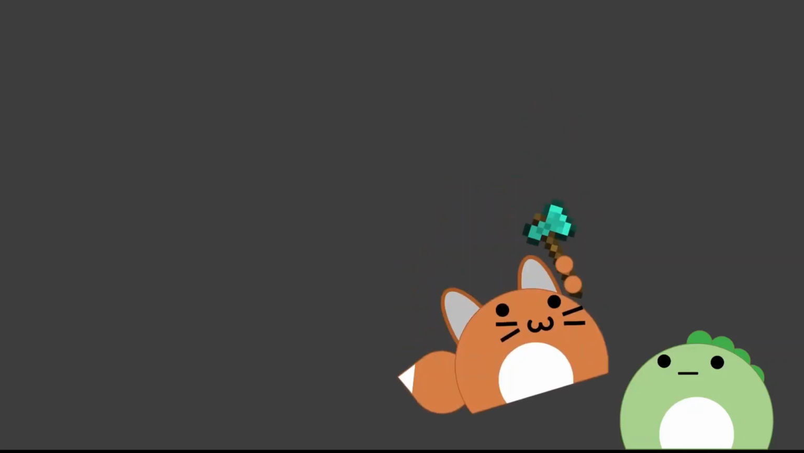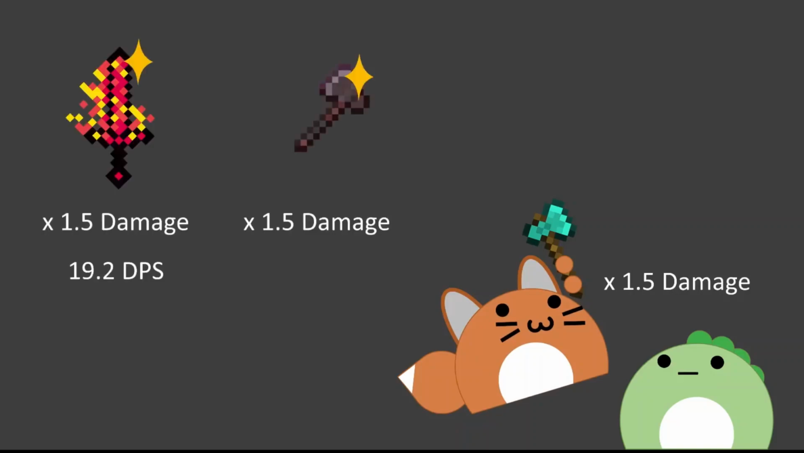Now, critical hitting is one of the more intricate parts of Minecraft's relatively simple combat system. Effectively, in order to critically hit, you had to be falling while you attacked, but not be sprinting. If you did this properly, your damage is multiplied by 1.5. Doing the math for this, we multiply the damage of the sword and axe by 1.5 to get 19.2 DPS and 15 DPS respectively.